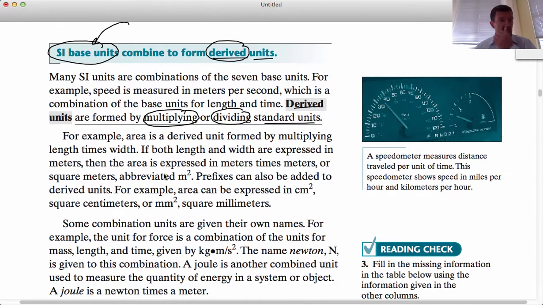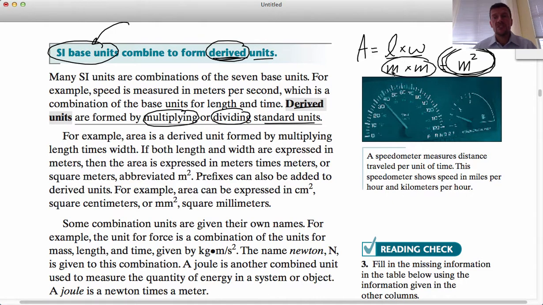So for example, if you want to find the area of a rectangle, it is length times width. Length and width are both measurements of distance. So the length would be in meters and the width would be in meters. And when you take meters times meters, you get meters squared. How many square meters? Meters squared is a derived unit because it is using meters twice. It's using the SI base units, and you're multiplying or dividing them.